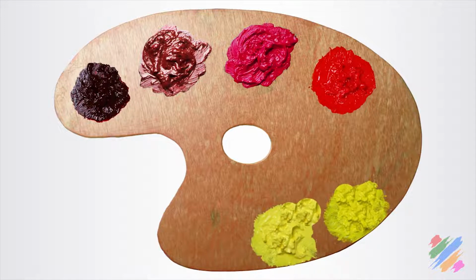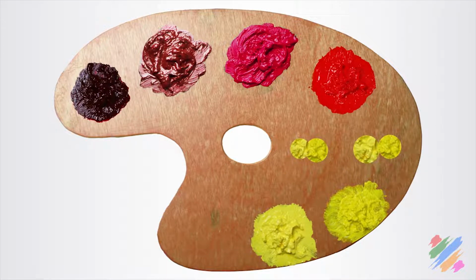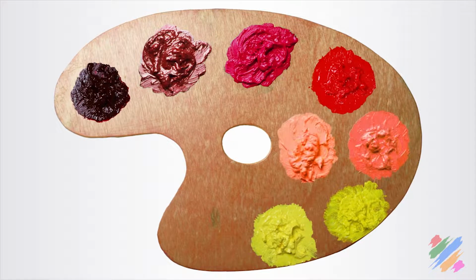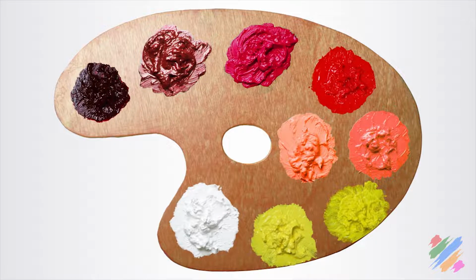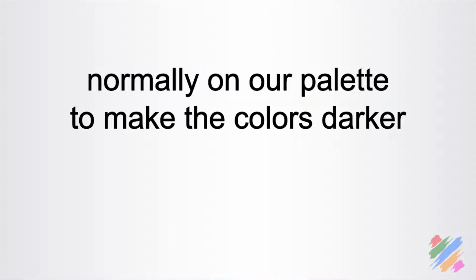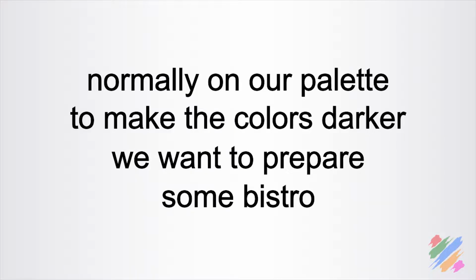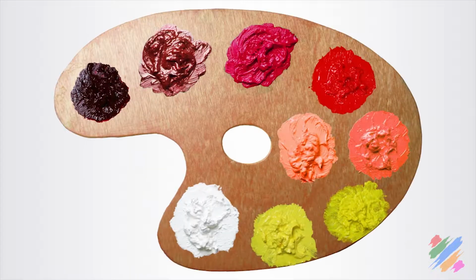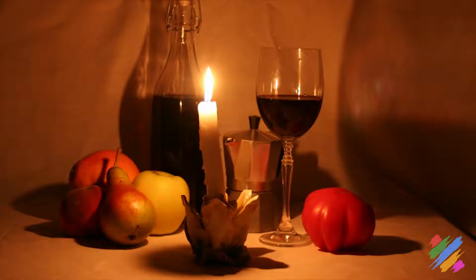We're also going to mix them in different quantities with some red vermilion to make two different grades of orange. We're also going to prepare some zinc and titanium white. Normally on our palette, to make the colors darker, we want to prepare some bistre. But in this case instead, we're going to use the very dark crimson red, because with this light, all the shadows are red.